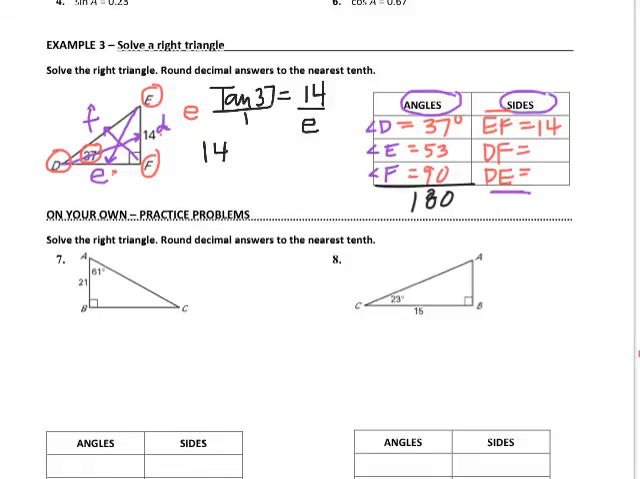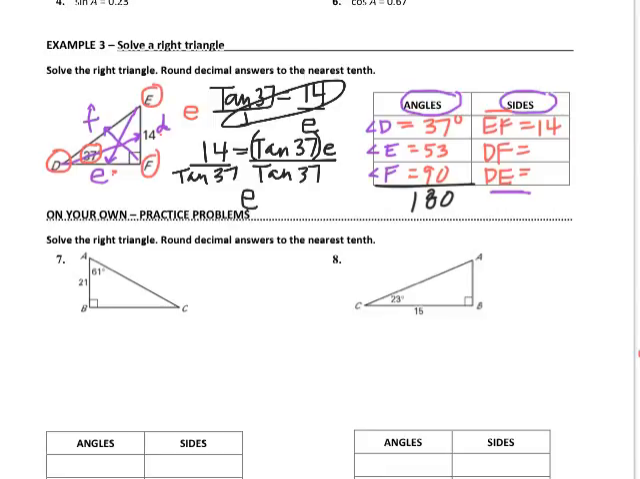So 14, because I'm going to multiply 14 times 1, equals the tangent of 37 times E. Remember, this is a number. Tangent 37 is an actual decimal if you type that into your calculator. Now, to get rid of it on this side, we're going to divide by tangent 37, and over here, same thing. So then E, or the side called DF, if you name it with two capital letters, is going to be 18.6. And that's the length. So over here, DF is 18.6. And then we need to find the hypotenuse of this triangle.